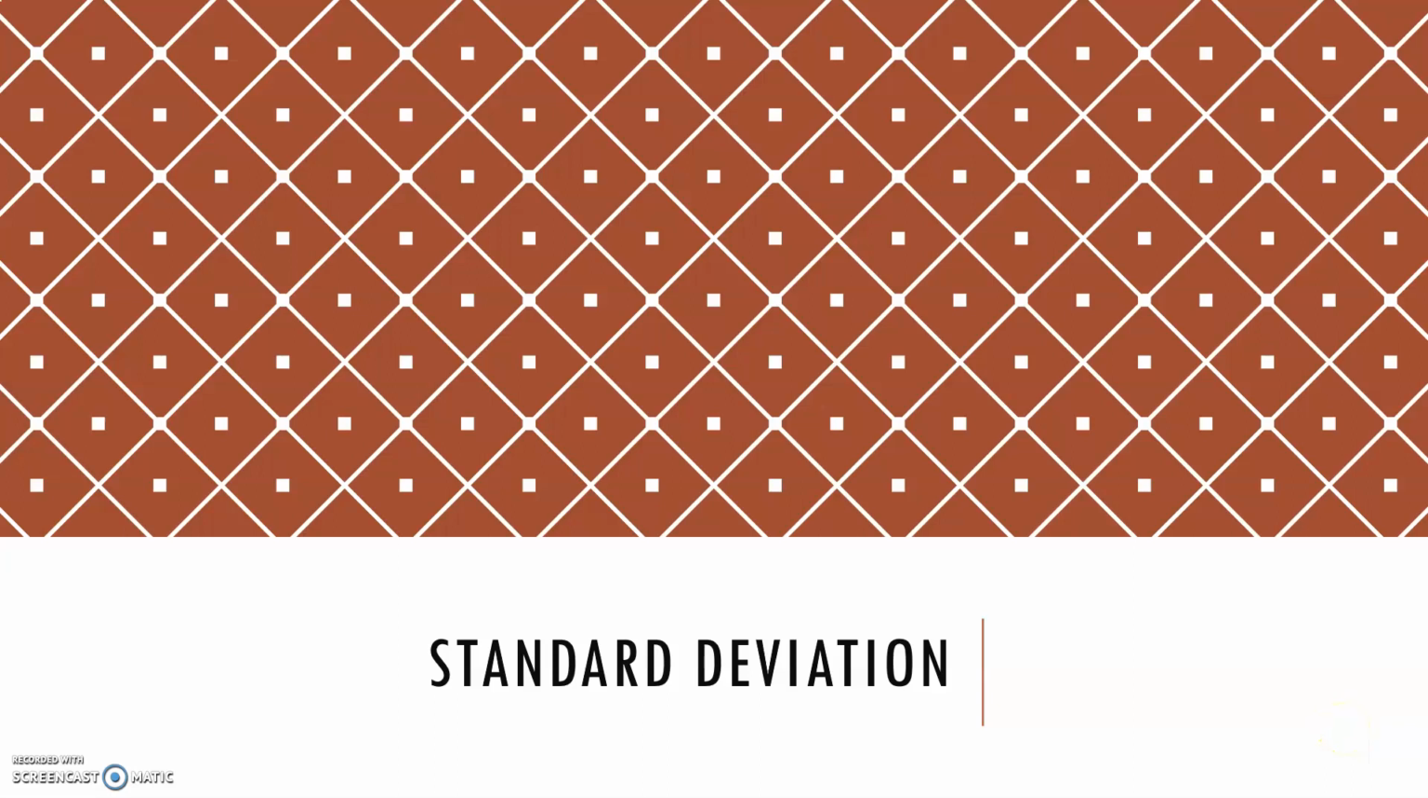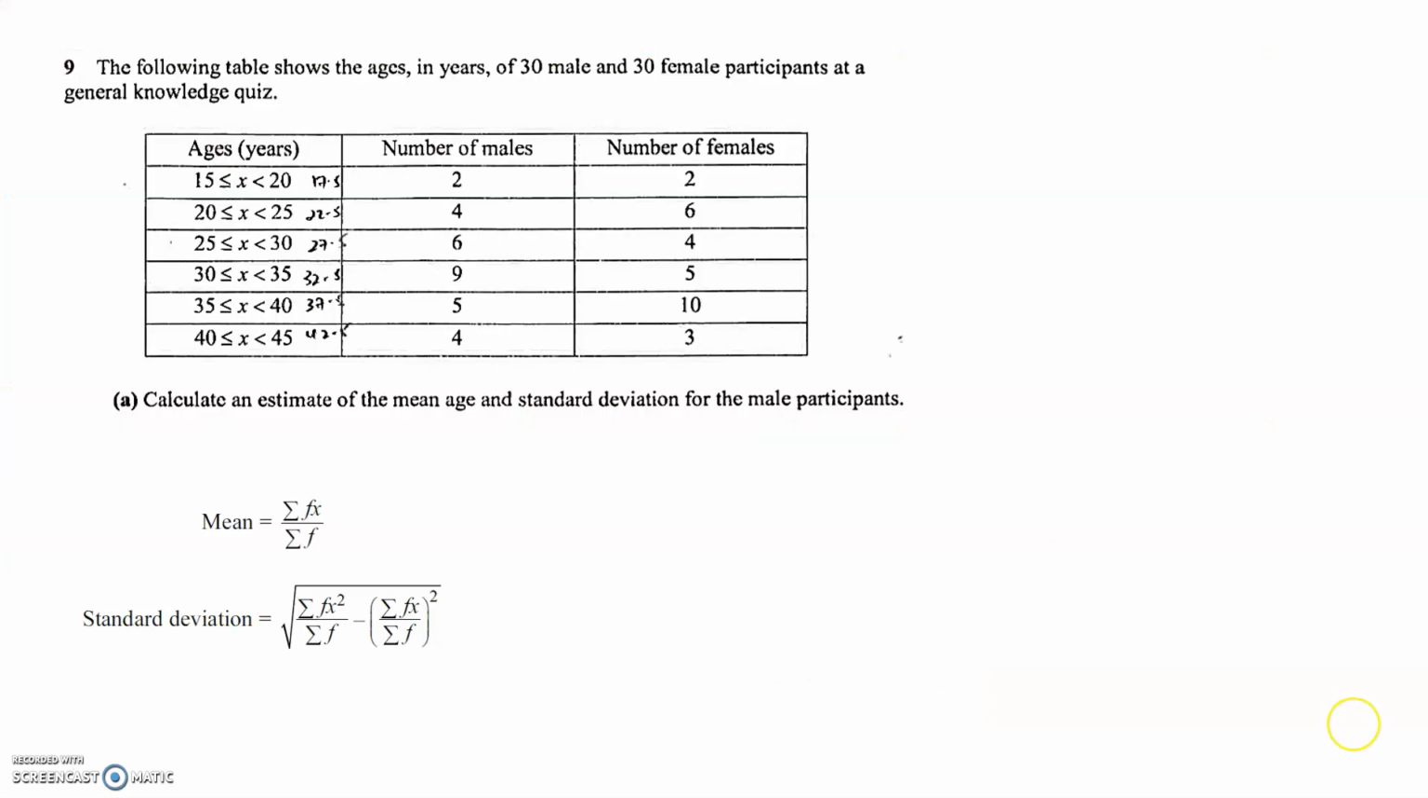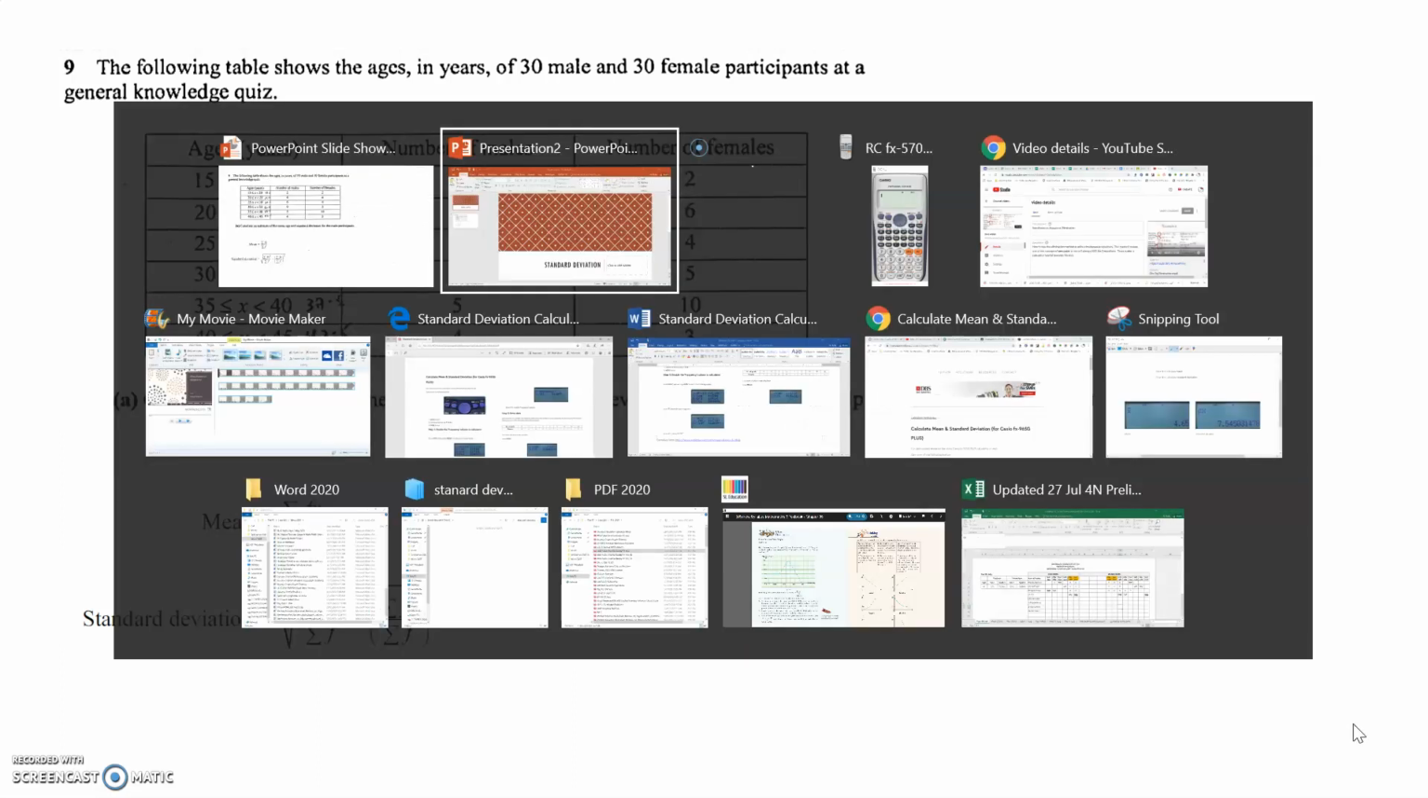Alright, today let's look at standard deviation. This is a topic under statistics. A number of times, what we can do with standard deviation is to find the mean and standard deviation. And to make it easy, of course, is the calculator method. Alright, so I'm going to show you how we can use the calculator method for this.